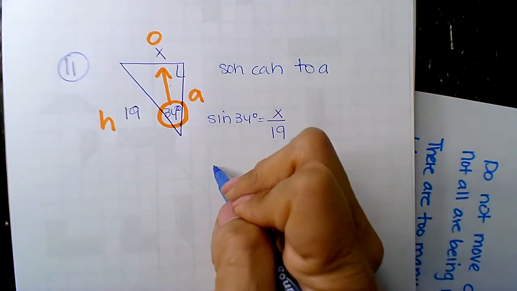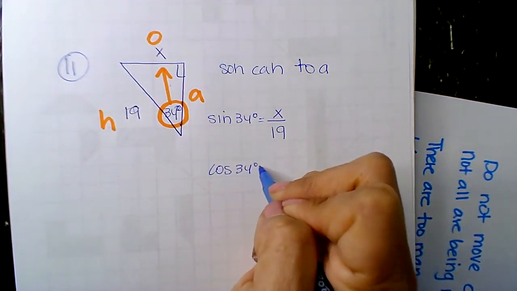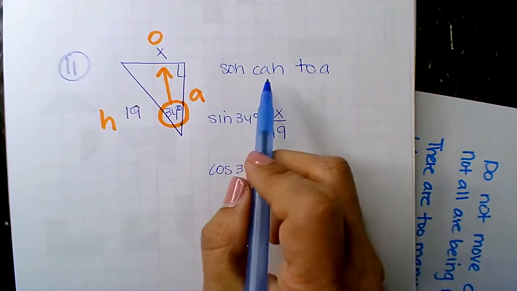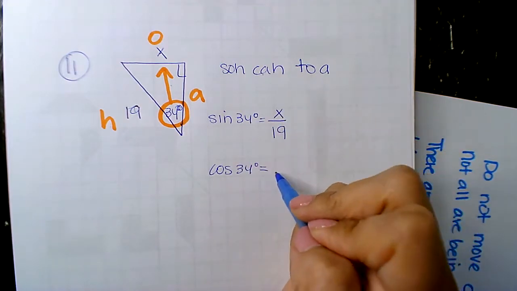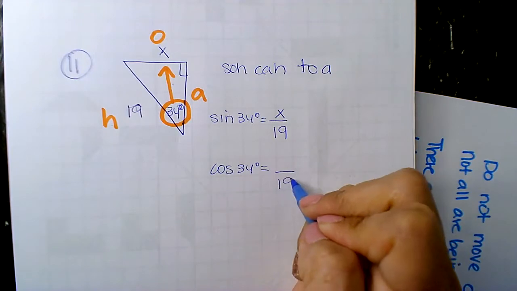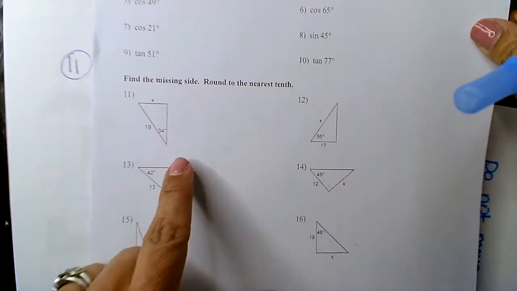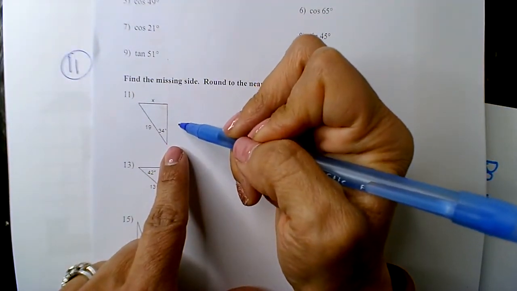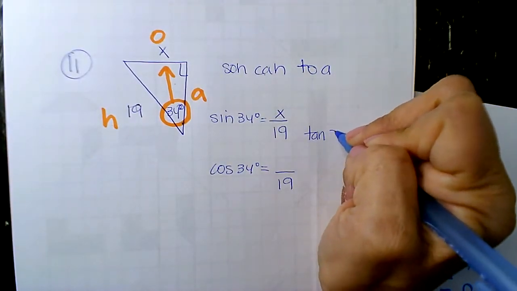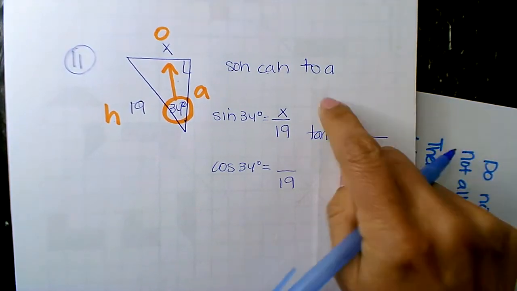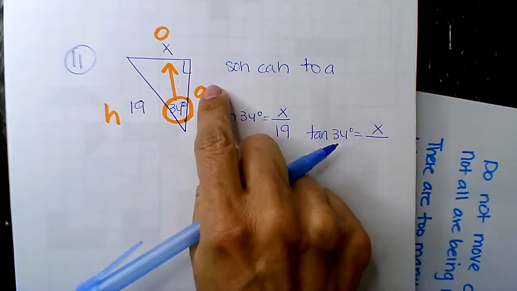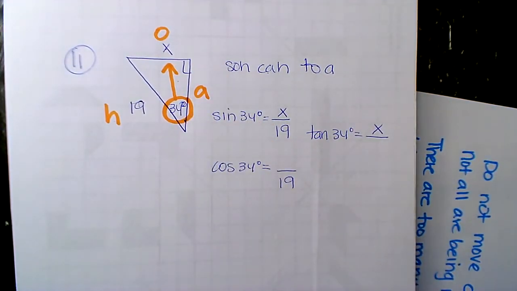Okay, so now cosine. Cosine of 34 degrees, and I'm writing a lot right now. Cosine of 34 degrees is A over H. A has nothing. H has 19, right? Because if I look at the original question, there's nothing here. Okay, it's blank. Now tangent. Tangent of 34 degrees is set to the ratio O over A. O is x, A has nothing.